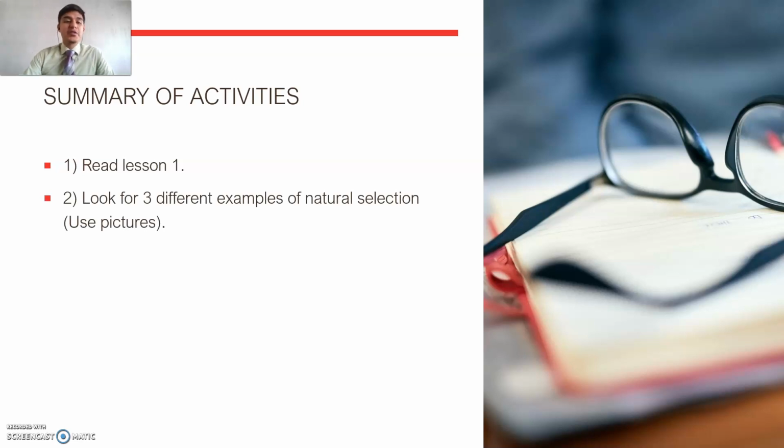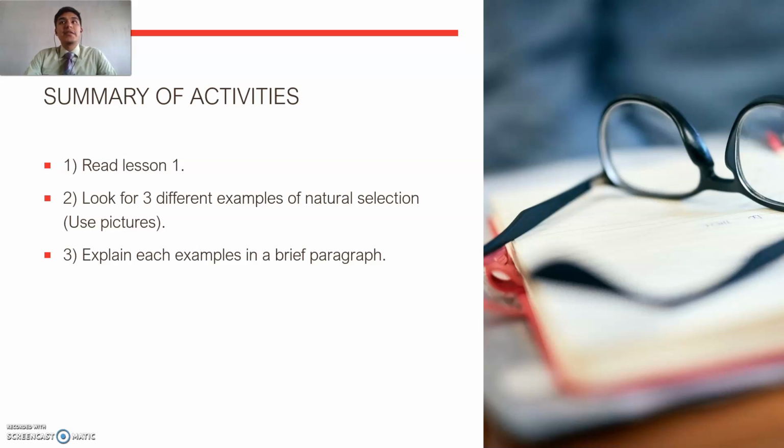And after you have finished reading lesson number one, I need you to look for 3 different examples of natural selection. And you need to include pictures for these examples. Number 3, explain each one of the examples in a brief paragraph.